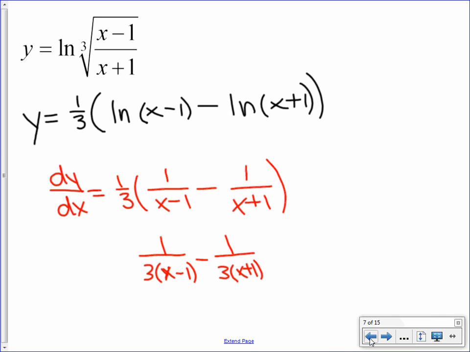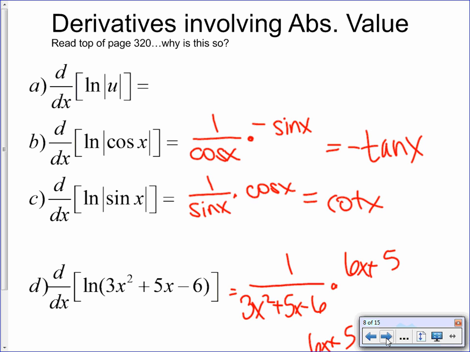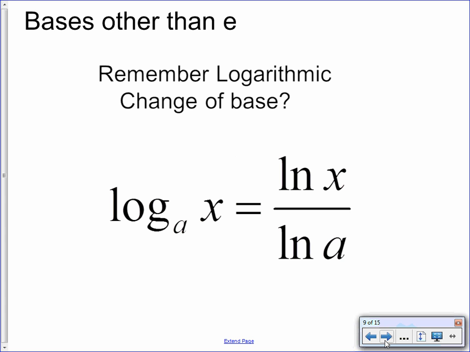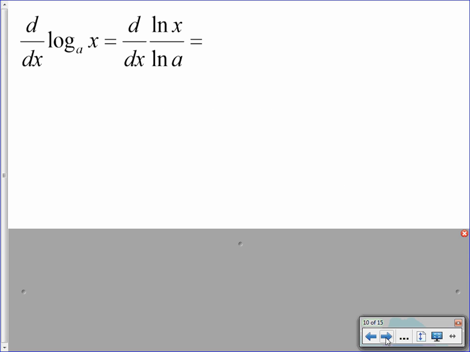Okay. So what happens if our base is not 10, or if it's not base e? Then we get spooked. What I want you to think about is, don't write this down yet, the change of base formula. And let's take the derivative of this to get our rule. Just bear with me. What's the derivative of this?